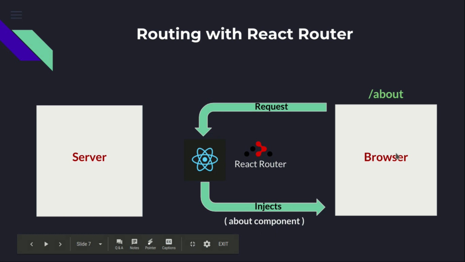So when you navigate to the about page, the React router will see you want to load the about page, and hence it would just inject the about component inside your browser. When you want to navigate to the contact page, for example, the React router will see that you want the contact page using the URL, and it would just inject the contact component inside the browser. In this way, your browser doesn't need to contact the server directly to load different pages, right? So this makes the application very fast, and it also makes it very efficient, right?